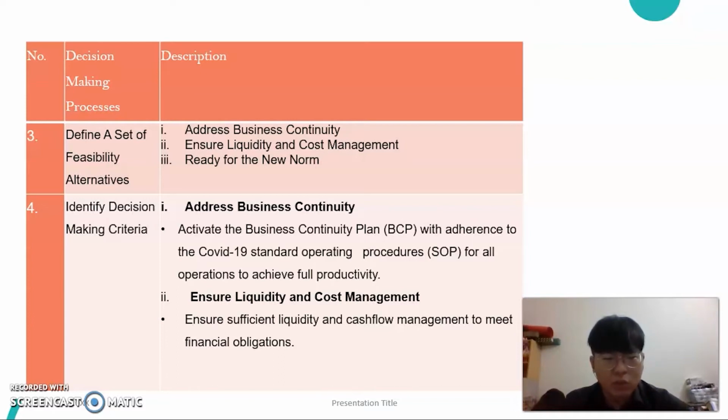So I will select two alternatives for the fourth step, which is to address business continuity. I activate the business continuity plan (BCP) with adherence to the COVID-19 standard operating procedure (SOP) for all the operations to achieve the full productivity. The second one will be to ensure the liquidity and cost management. There will be ensuring the sufficient liquidity and cash flow of the management to meet the financial obligations.